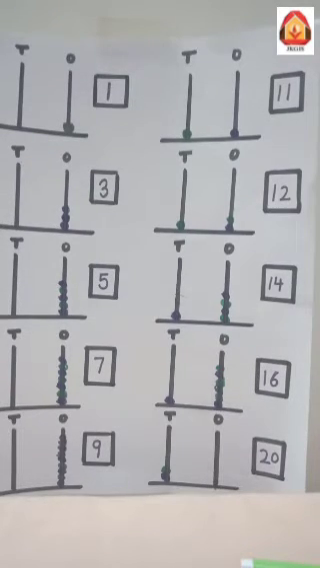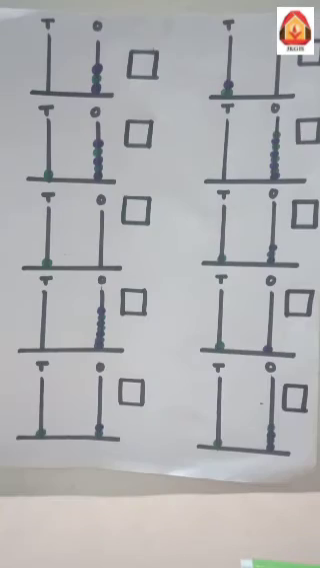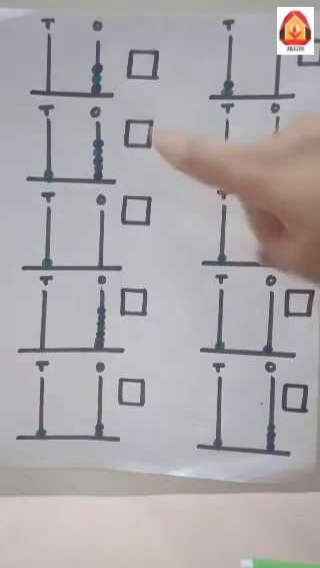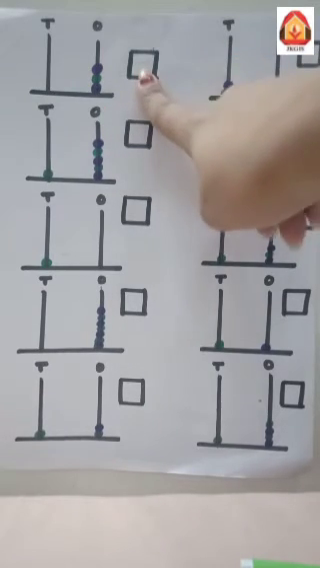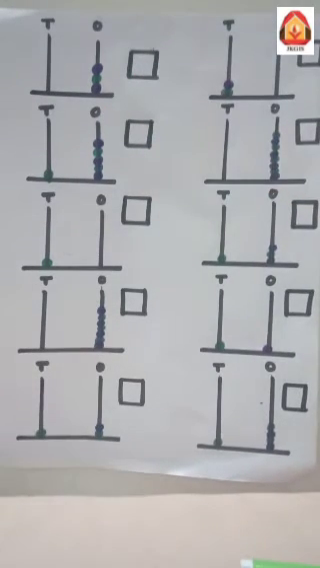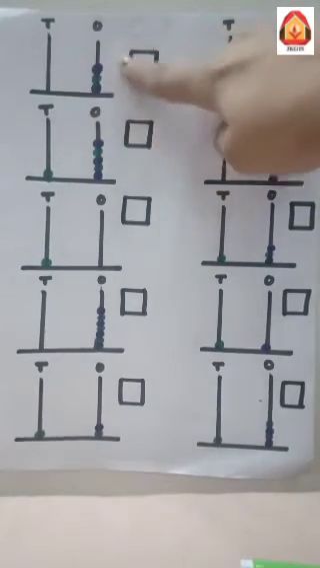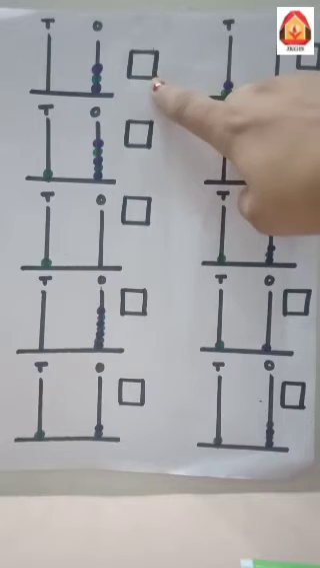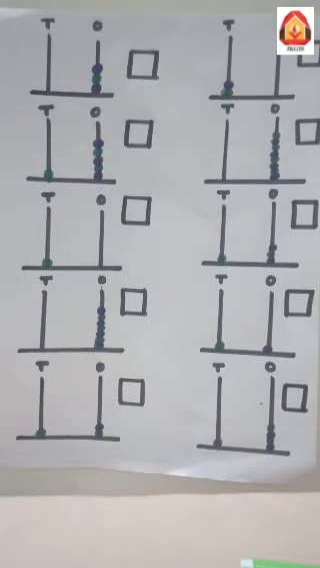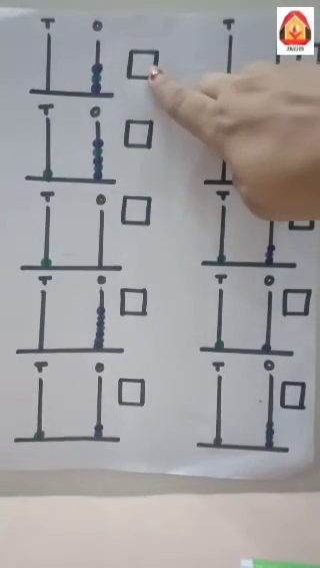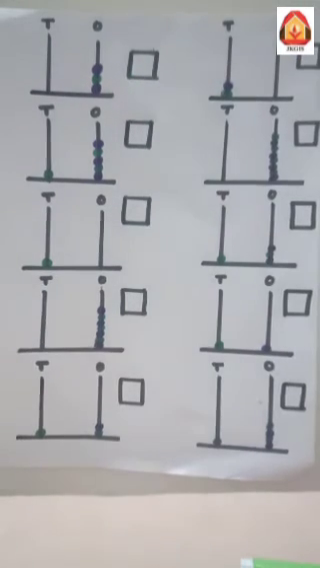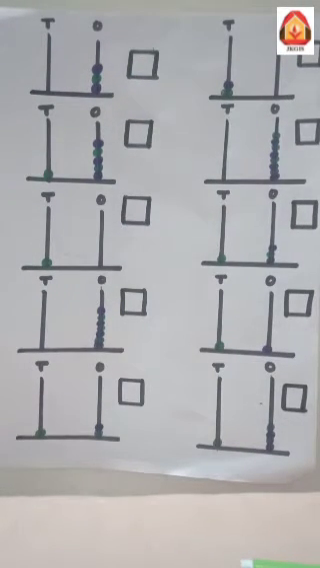Now we will do one more worksheet. So kids, this is our second worksheet. So what we have to do here? We have to count the numbers and then we have to write the numbers here. हमें नंबर्स को वंस और टेंस की प्लेस में काउंट करके फिर कहाँ लिखना है? इन बॉक्स में लिखना है. So we know that ones will come here and tens will come here.